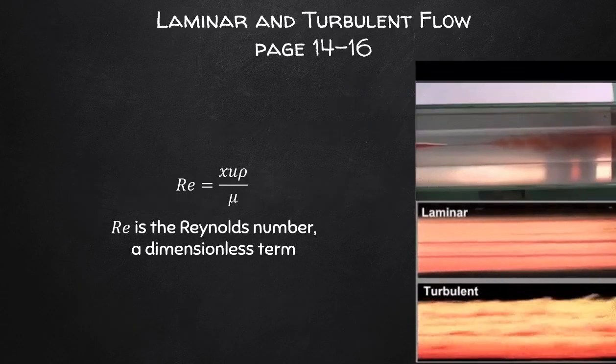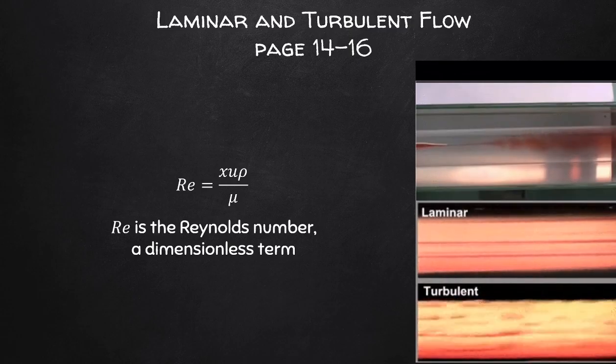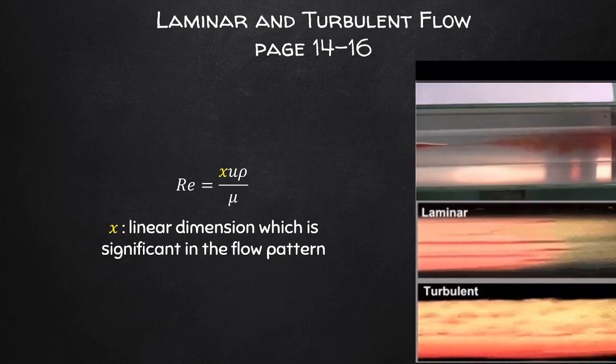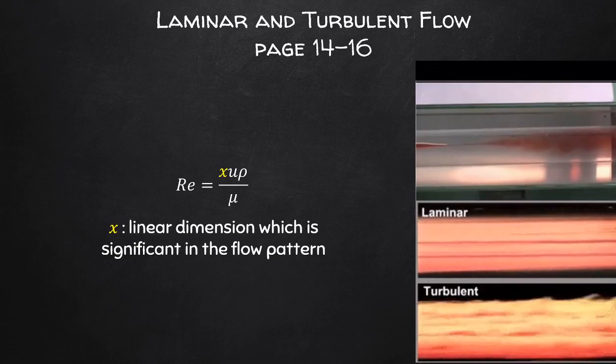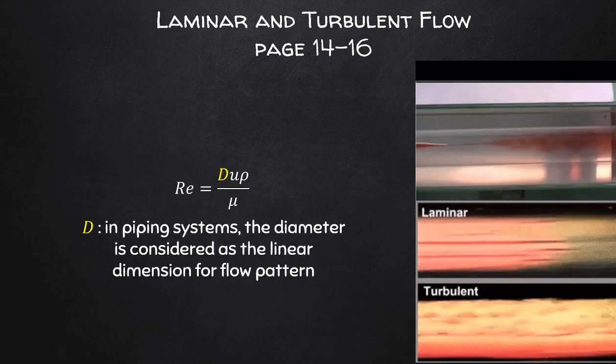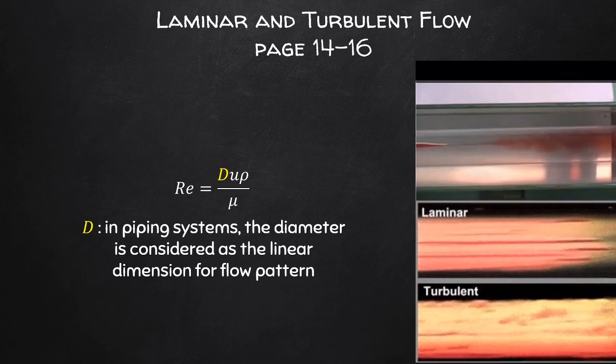The second most important equation to use when designing piping systems is, of course, the Reynolds number, which we know to be a dimensionless number. Here, x is some linear dimension that is specific to the flow, so it can be flow over the bonnet of a car or flow over a weir, but in this case, for piping systems, this x refers to the diameter through which the fluid has to flow.